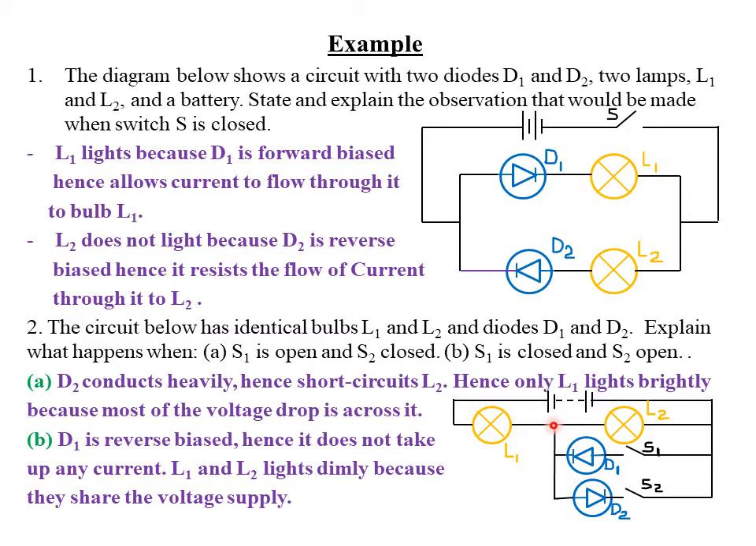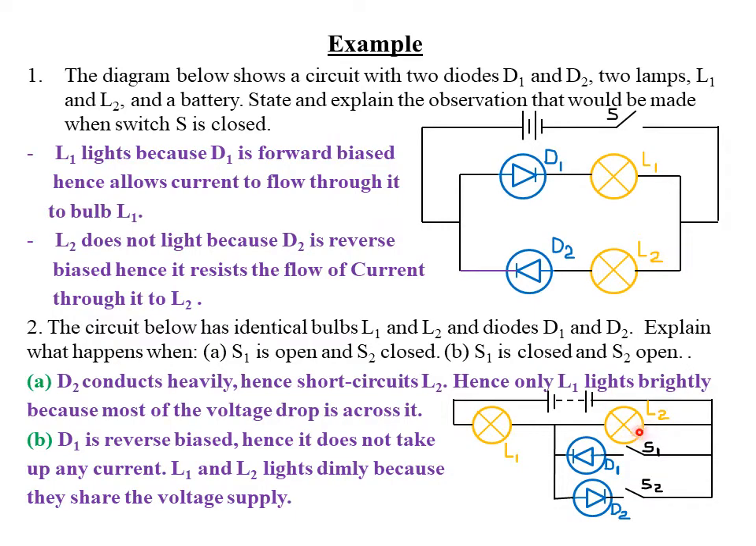Then when the current gets to this junction, because D2 is forward biased, it is going to take most of the current to the lower side. So most of the current will flow through the lower side, then through this path back to the negative terminal of the battery.